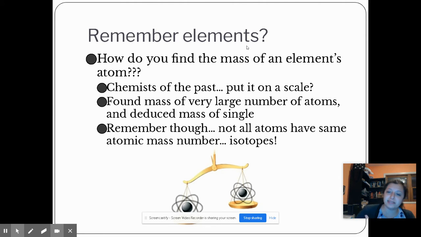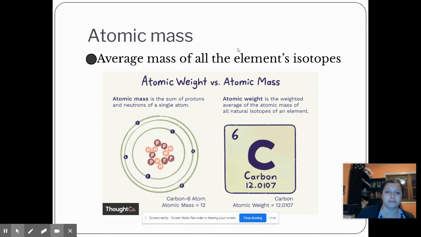So, how do you find the mass of an atom or mass of an element? You cannot just put it on a scale, like one of those triple beam balances that we use. So what scientists had to do, and this was in the 1800s, so think about no computers, nothing like that, they would find the mass of a very large number of atoms, and then deduce the single mass of an atom. Remember though, not all atoms have the same atomic mass number. We talked about isotopes last time, so it's something to keep in mind.